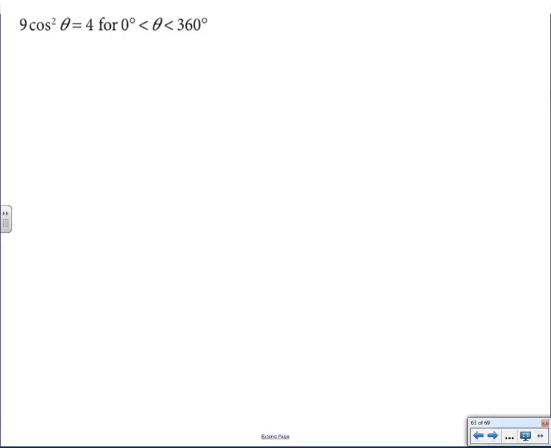Hello. The purpose of today's video is to look at solving trigonometric equations where the equations are not directly sinusoidal. For example, here we have cosine squared instead of just a regular cosine, or we might have other things happening, as you'll see in the further examples.